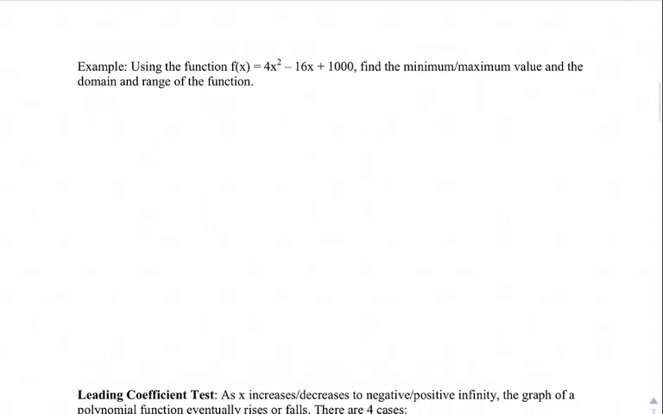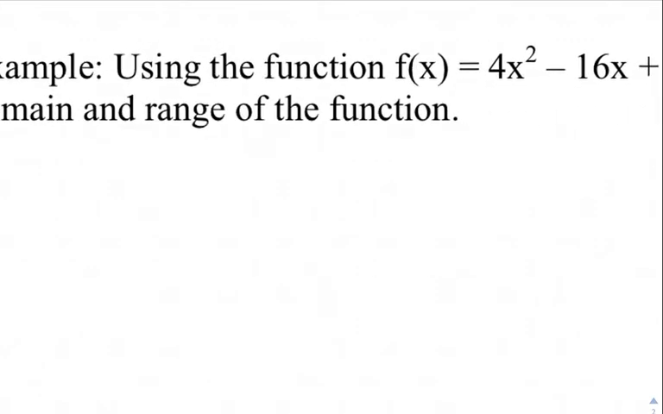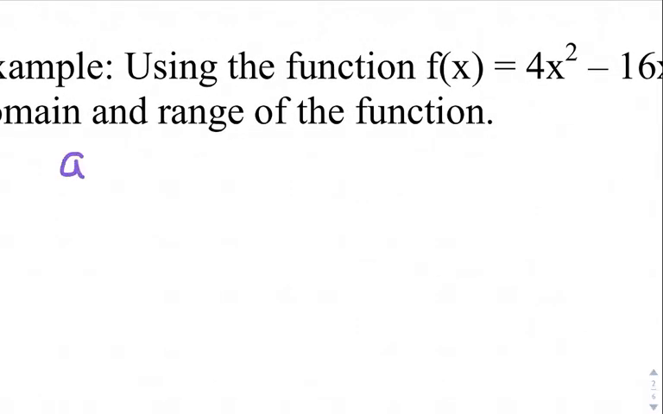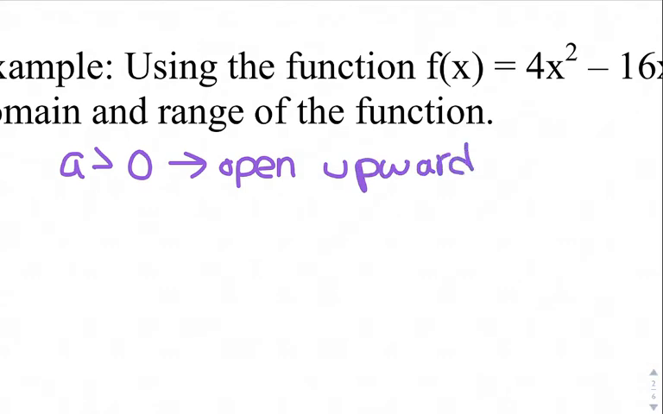So let's try another one. So using the function, we're going to find the min and max, and then we're going to find the domain and range. So your a value here is 4, which means a is greater than 0, so it's going to open upward, which means it's going to have a min.